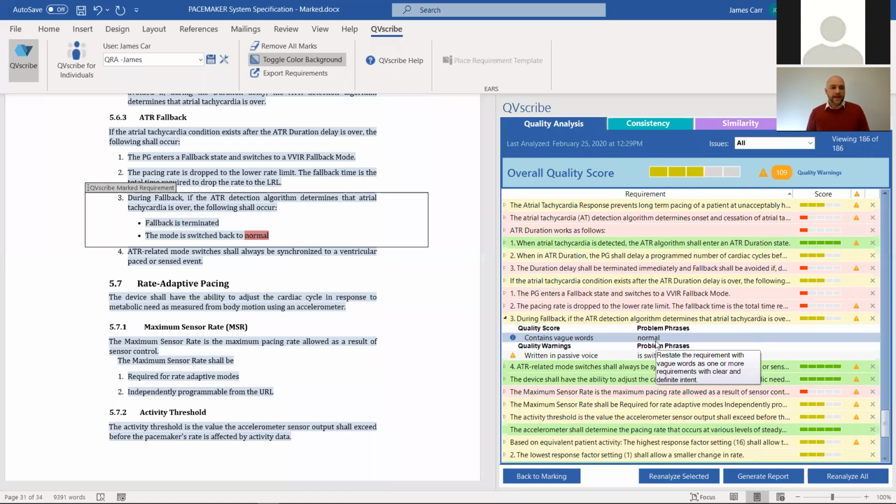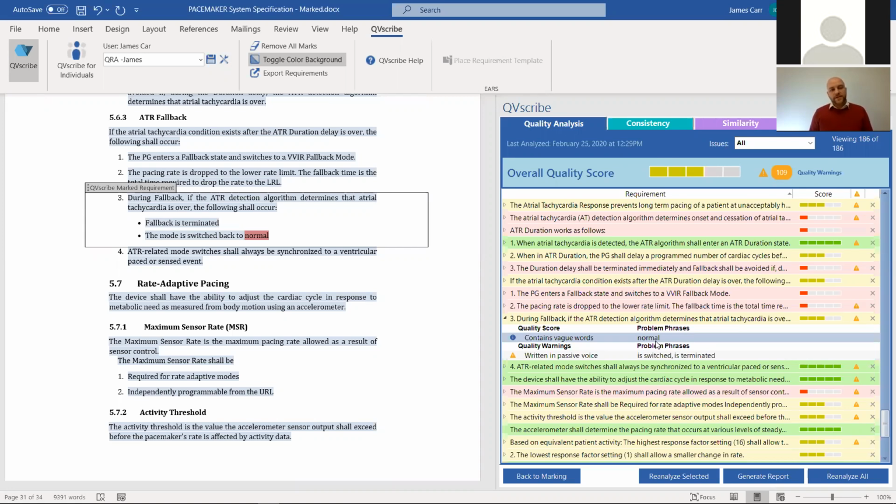So for example, if you had a requirement that said the detection algorithm shall work in the normal way, that would be vague. You're not being clear with what that even means. You're referencing some sort of other understanding or assuming that somebody has an understanding of what the normal way is. But in this case, normal is actually one of the modes that this tool has. So when you come across something like this and you're reviewing a document with QVscribe, you have really 3 options. One, you can change the word here. So in this case, I don't think that's the right course of action because we're talking about a mode. Secondly, I can acknowledge that, yeah, I've looked at this and it's okay. The way that normal is being used here is fine.